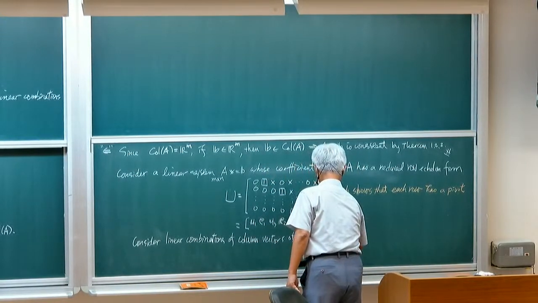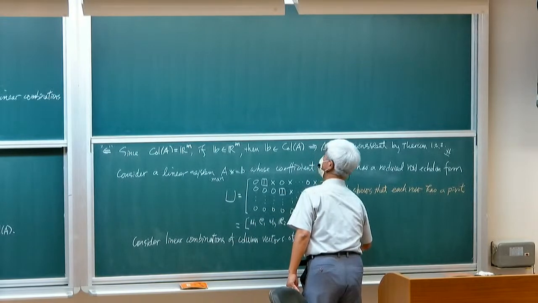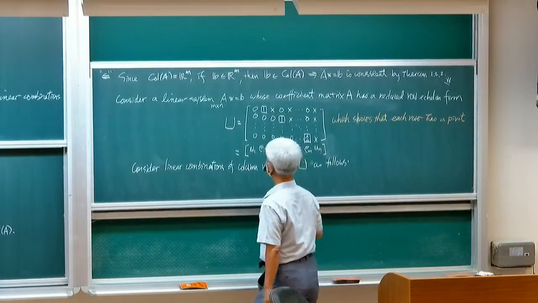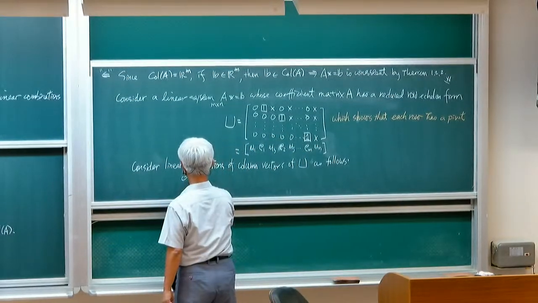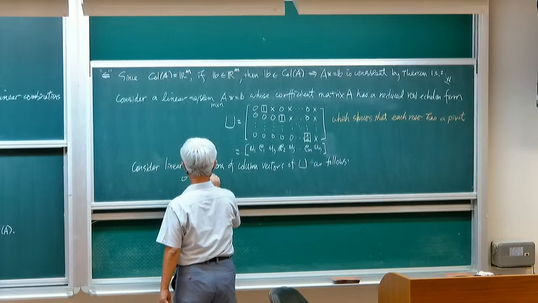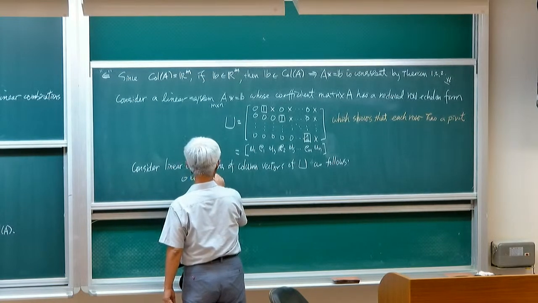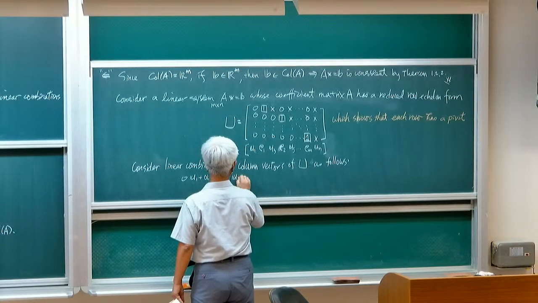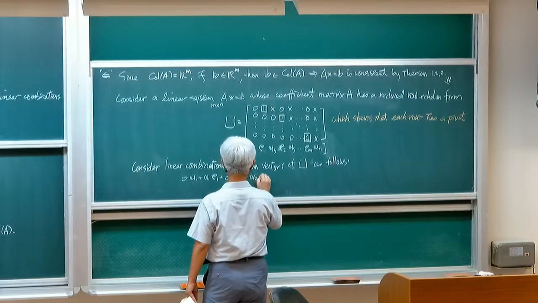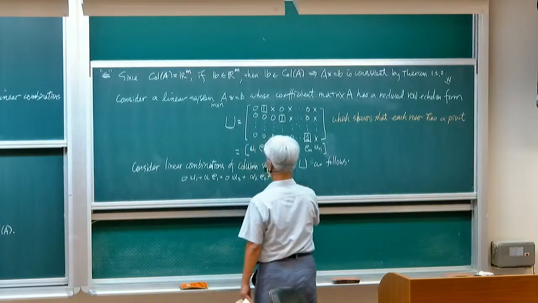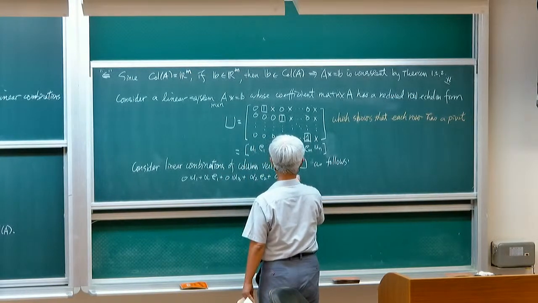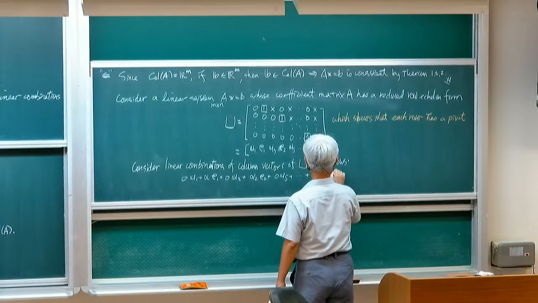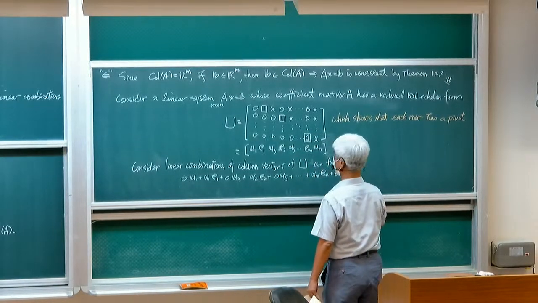As follows. 0 U1 plus alpha 1 U1 plus 0 U3 plus alpha 2 E2 plus 0 U5 plus ... plus alpha m Em plus 0 Un. Okay?